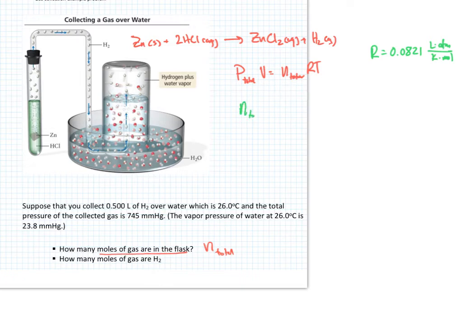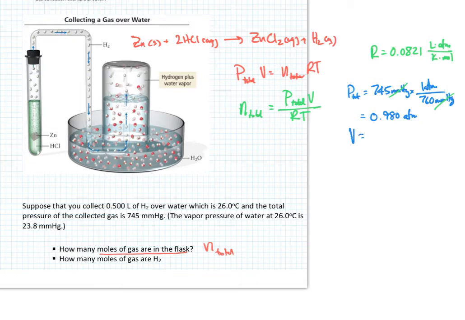I'm gonna rearrange this equation and solve for N total because that's really what we're actually interested in. So N total is equal to P total V divided by RT. And I'm just going to write down what those different parameters are. So P total is going to equal 745 millimeters of mercury times 1 atmosphere for every 760 millimeters of mercury. Millimeters of mercury cancels millimeters of mercury, and that is going to equal 0.980 atmospheres.